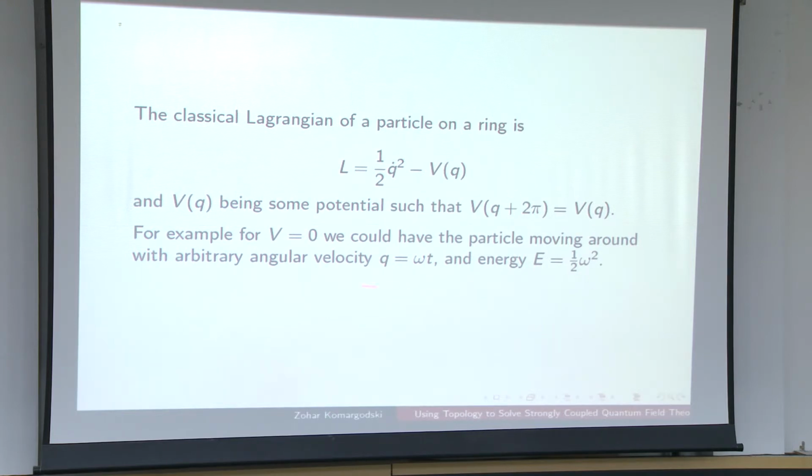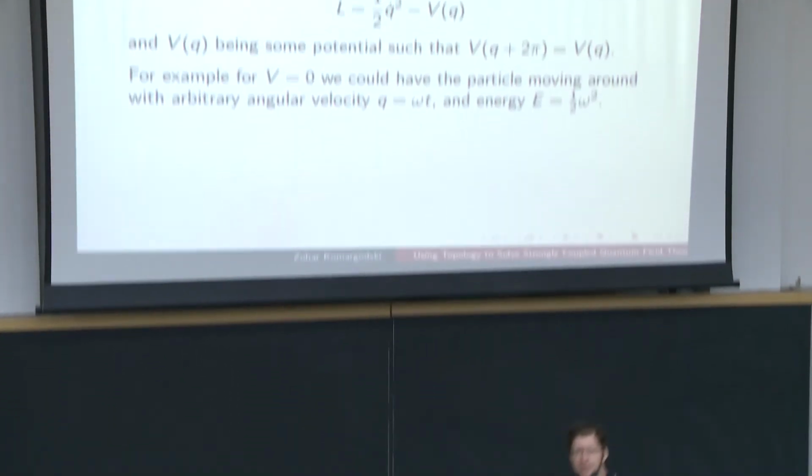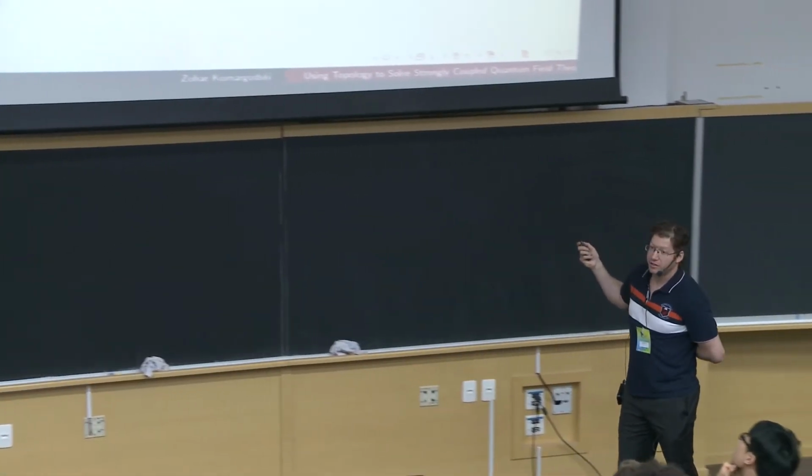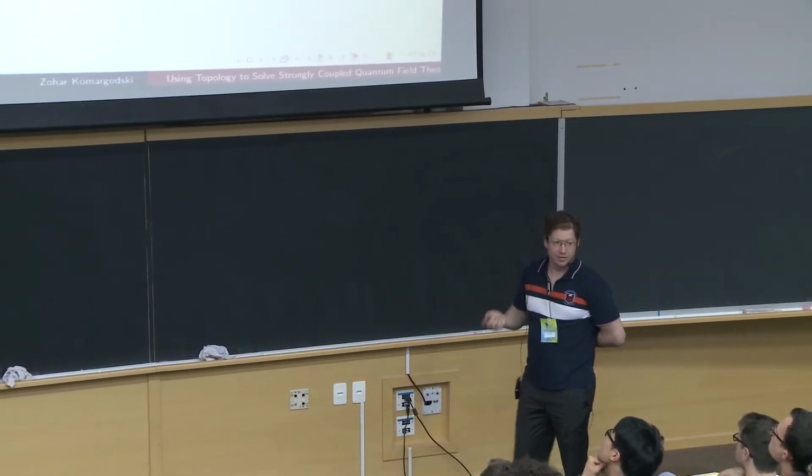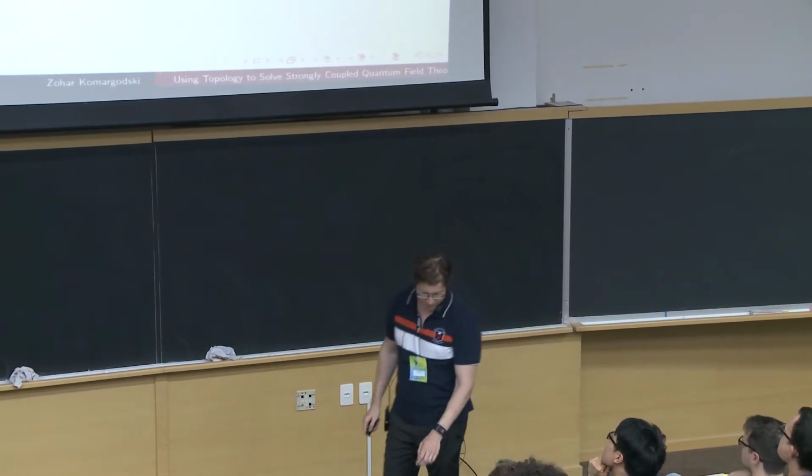And what do we do? For example, if the potential vanishes, then the solutions to these equations of motion are trivial. We just have particles going around the ring with some frequency omega, and that's the energy that these particles would carry. So it's a trivial system about which we know everything.